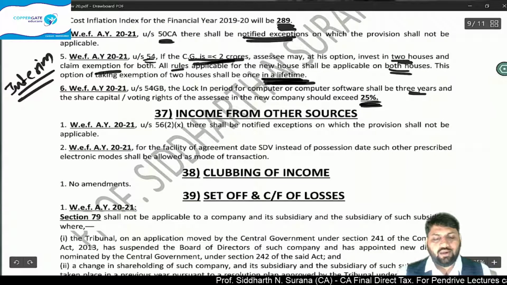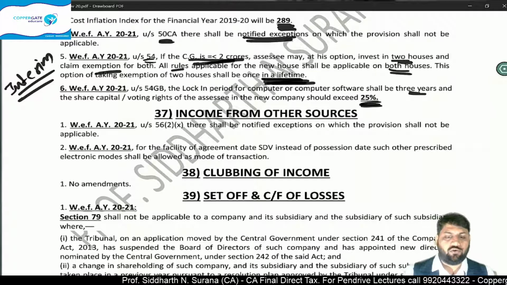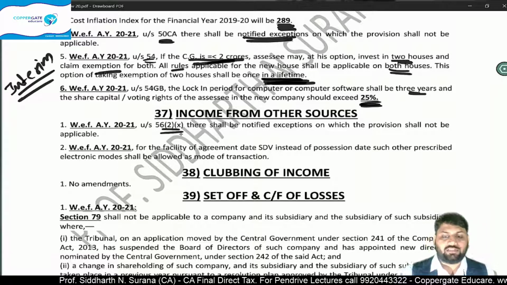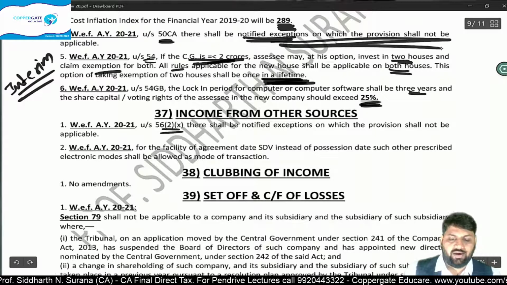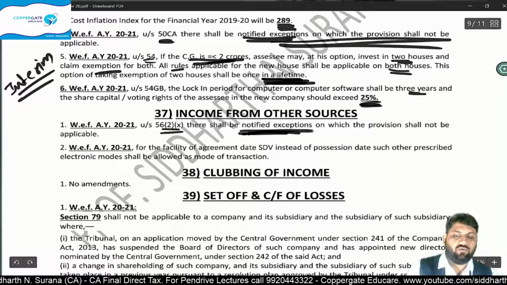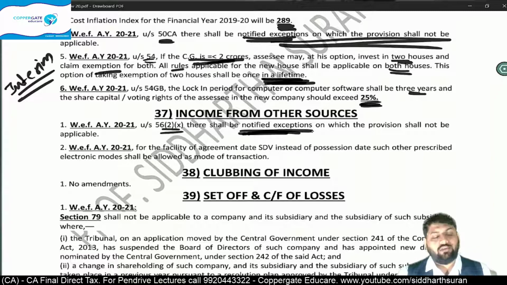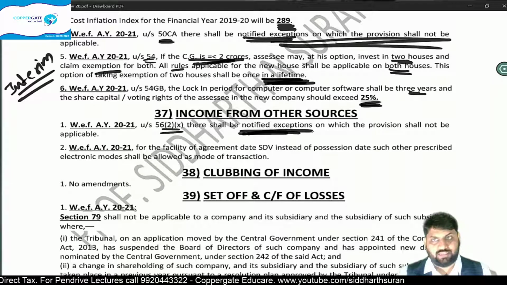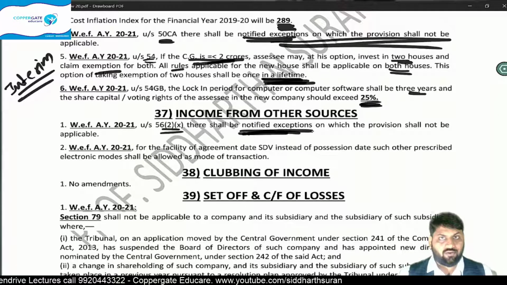Let's go ahead. Next chapter, income from other sources. First of all, section 56(2)(x) is the provision for gift. Just like 50CA brought this amendment that there will be notified exceptions, we now say that we will notify some exceptions to the gift section also. So there will be certain cases which will be notified by way of an exception to section 56. In other words, cases where gift will not be taxable.